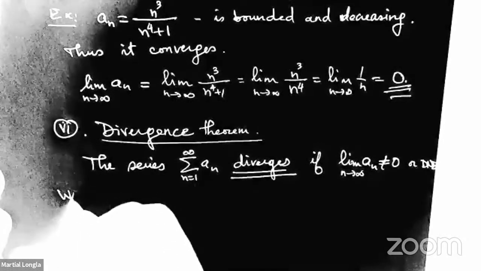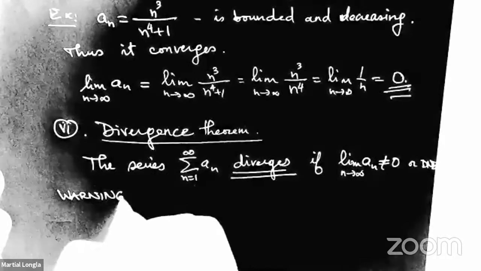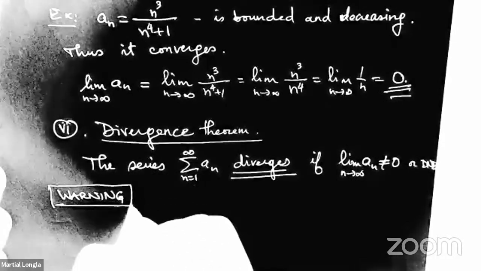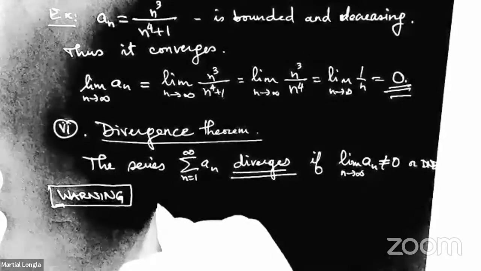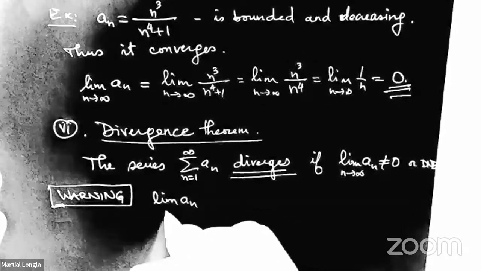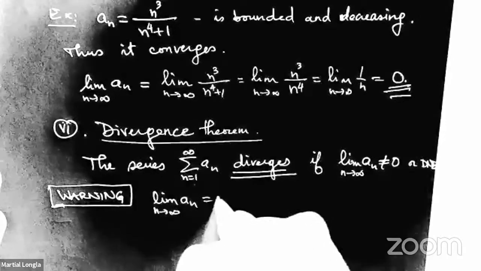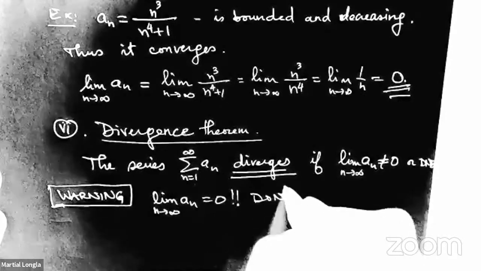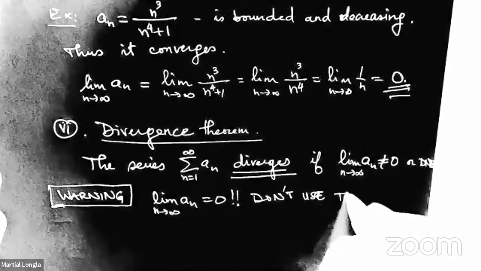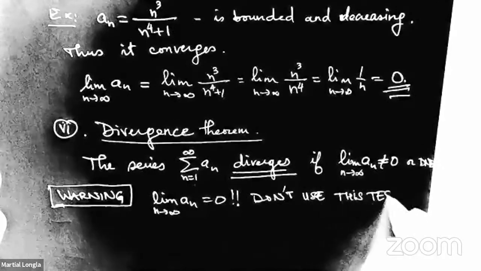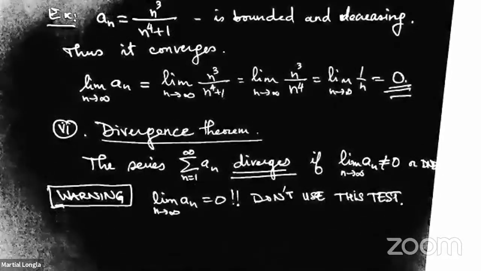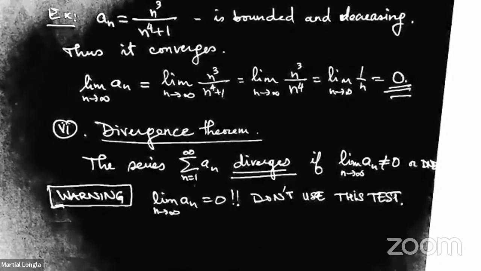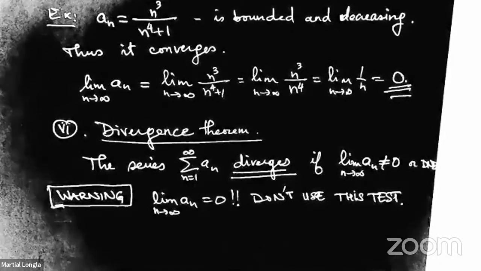Warning. If we compute this thing and we find that limit of a_n as n goes to infinity equals 0, don't use this test. So the test is only to conclude divergence. If you find the limit and it's 0, then it was just a waste of time. You look for something else to answer the question.